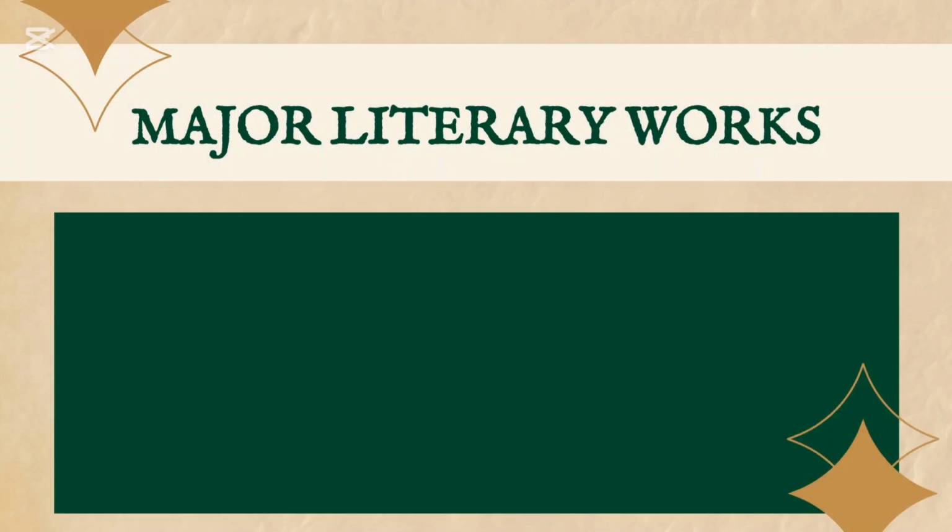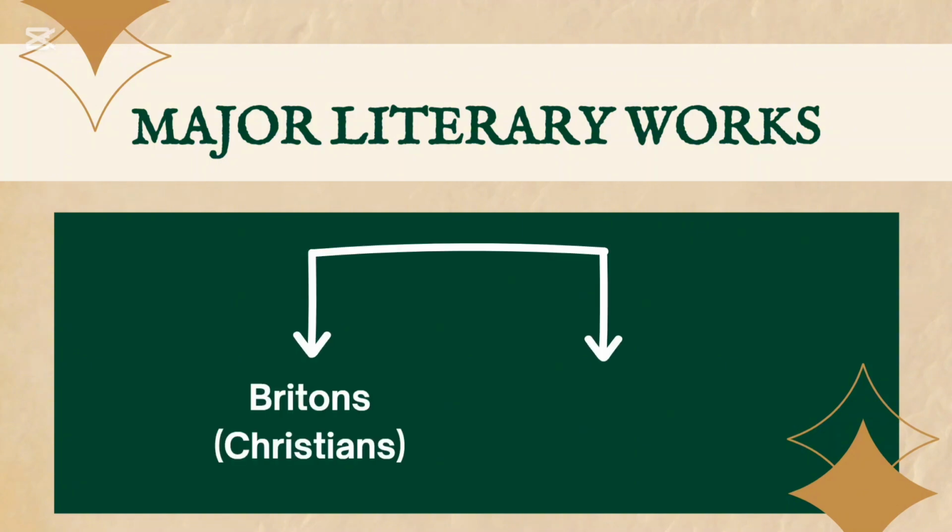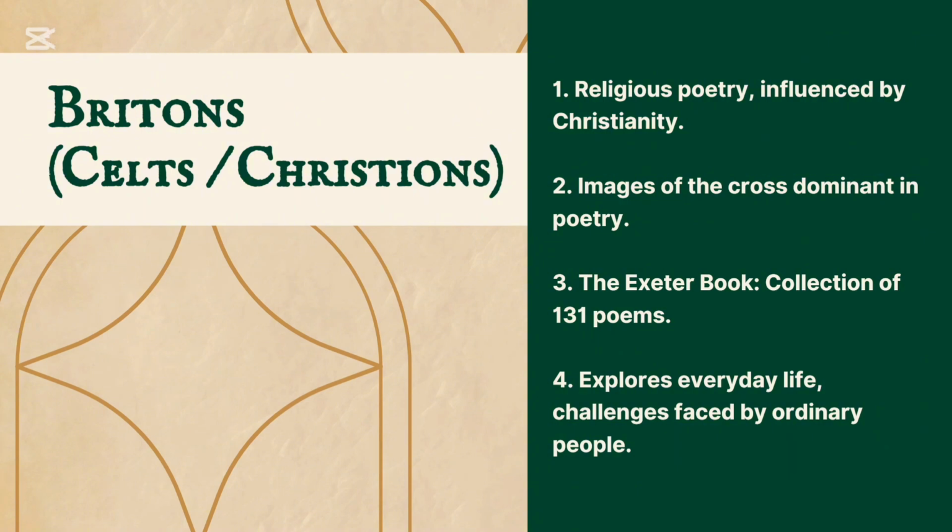The literature of the Anglo-Saxon period falls into two categories: Britons and Germanic tribes. Britons were primarily Christians, and Germanic tribes include pagans, those who don't believe in God. Let's discuss each of them in detail. Christians, the Britons, who were Christians and Celts. Celts are the group of tribal societies in Iron Age and medieval Europe. They wrote poetry that often featured Christian themes and images such as the cross. Notable work from this period includes the Exeter Book in the 10th century, containing 131 poems that describe everyday life and challenges faced by the native inhabitants.